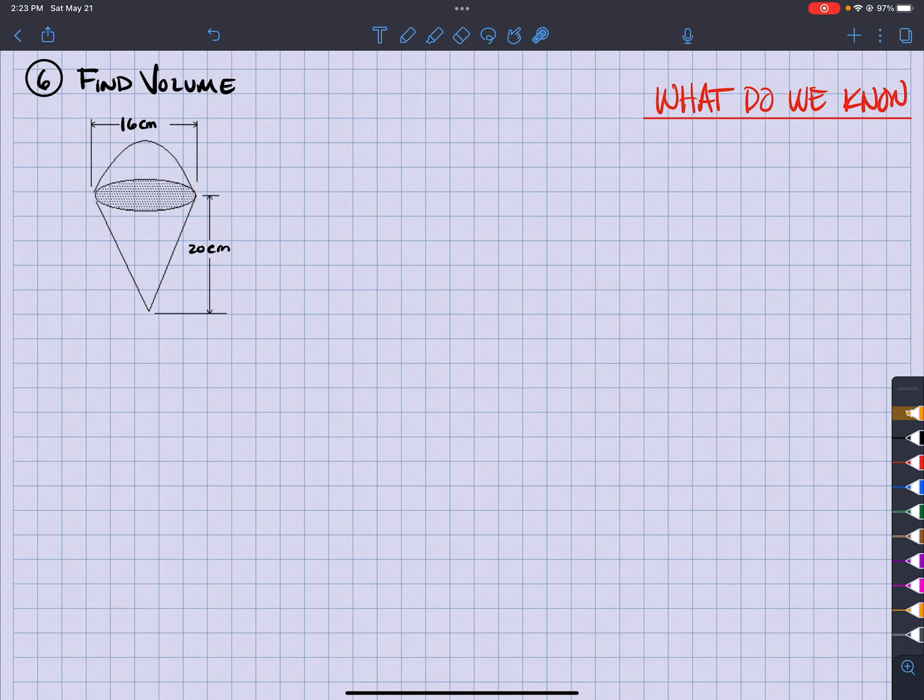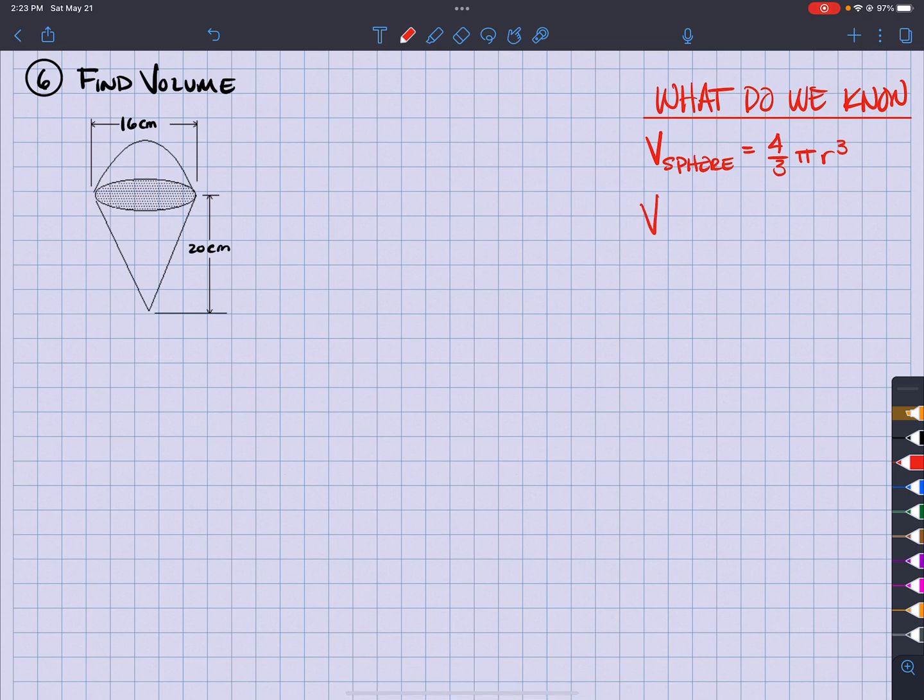So what do we know? Well, what we know is that the volume of a sphere is equal to 4/3 pi r cubed. And what I also know is that the volume of a cone is going to be 1/3 pi r squared times its height. Okay?